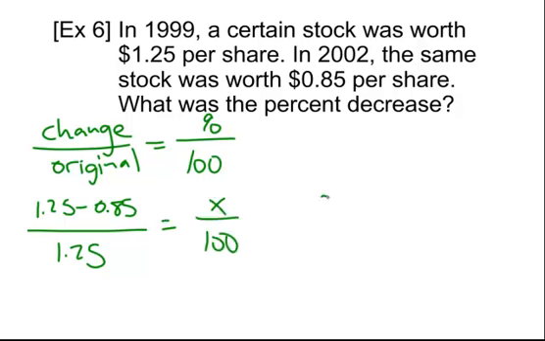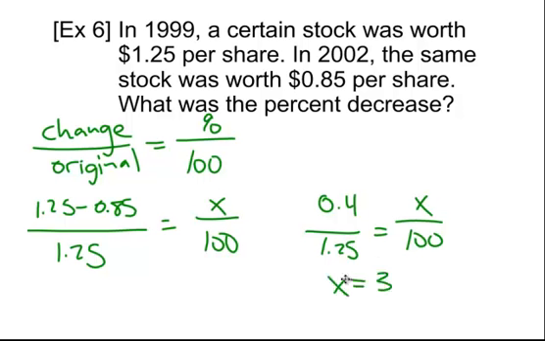So we subtract those, we get 0.4 over 1.25 equals x over 100. 0.4 times 100 is 40 divided by 1.25, and we end up with 32%. So then you'd write a sentence and say the stock decreased by 32% between 1999 and 2002.